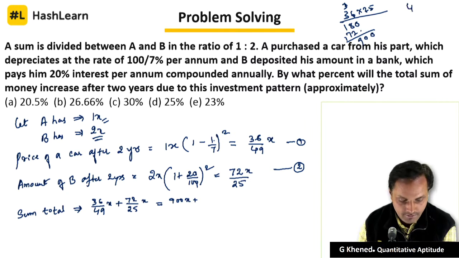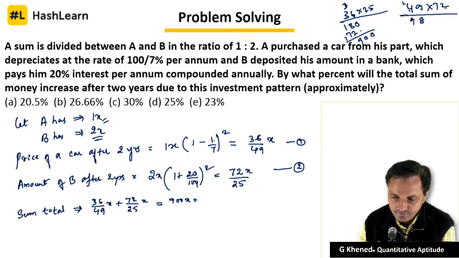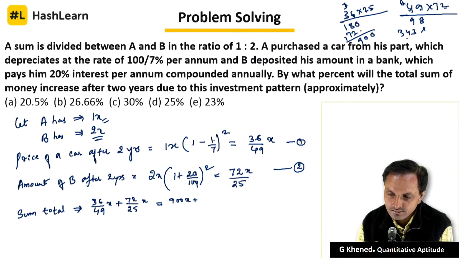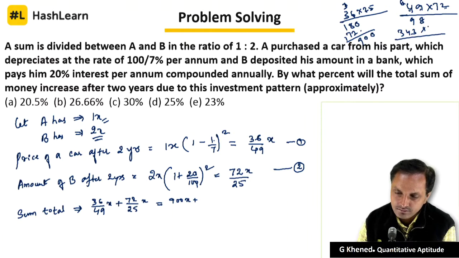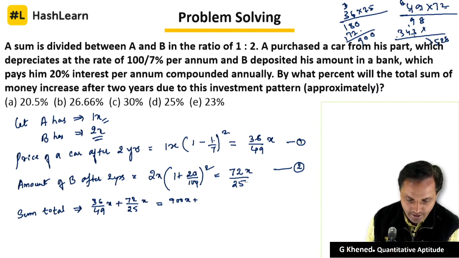So 49 into 72, 9 2s are 18, carry 1, 4 2s are 8, plus 1 is 9, carry 6, 7 4s are 28, yeah, this will be 8, 9, 10, 11, 12, 5 and 3, 3 5 2 8.